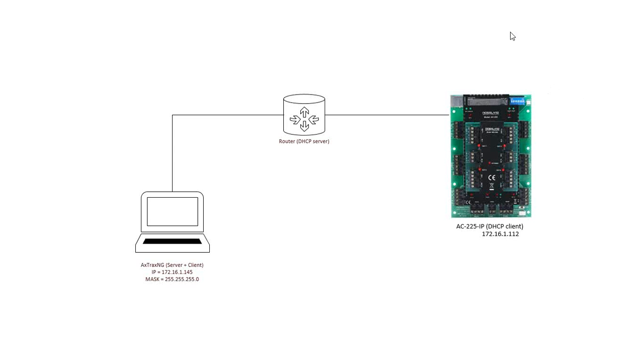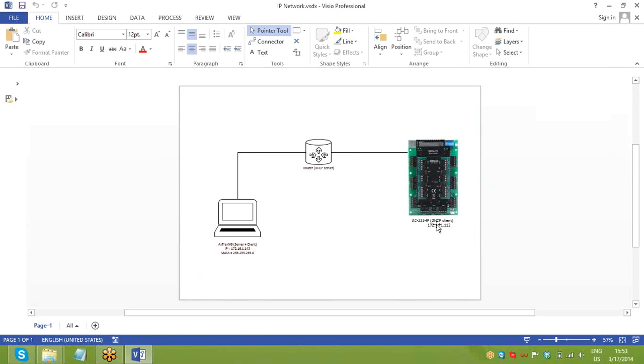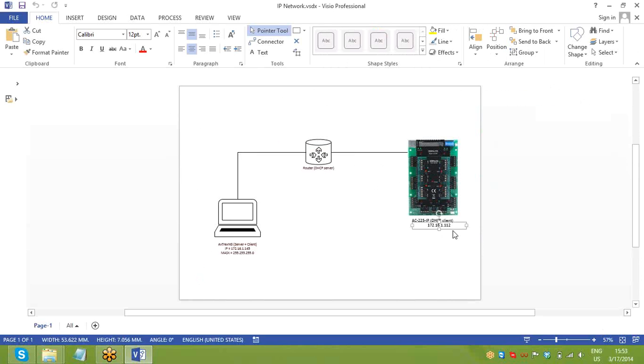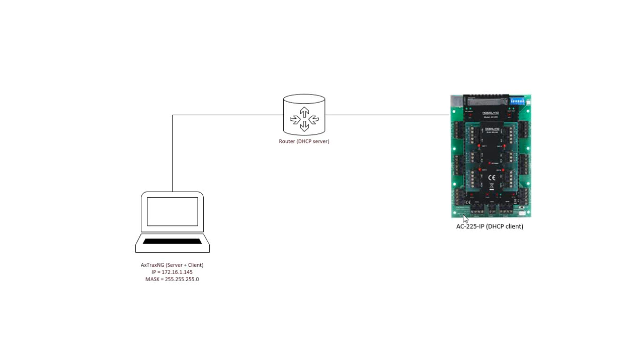Okay, what I am going to show you first is the scenario that we are going to work with. This is the scenario. Actually, we just don't know which IP address this panel has. So let me try to edit it. We are going to erase this. We just don't know.